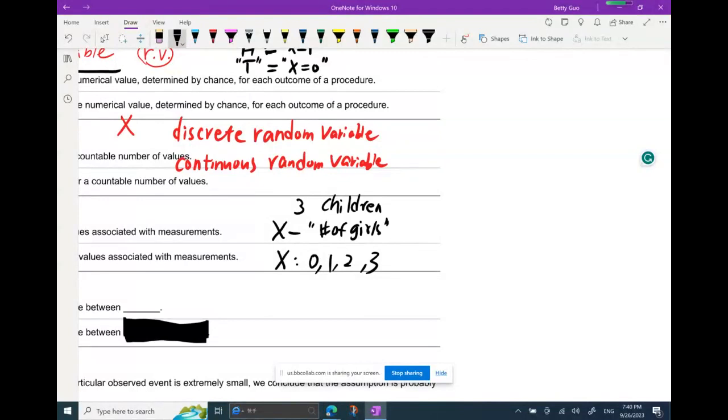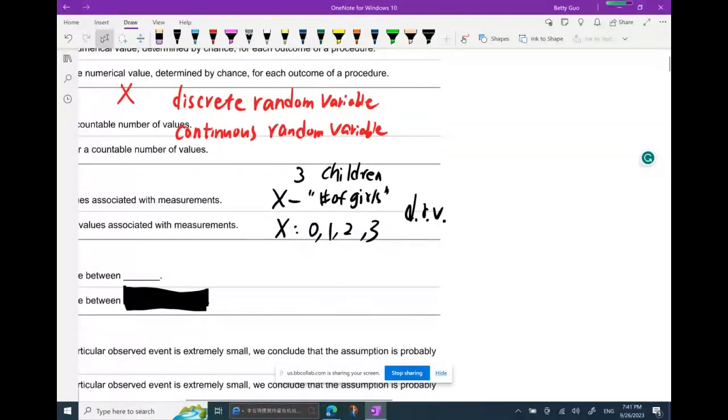Do you see that x assumes a finite number of values in this case, right? So x in this case is a discrete random variable. Does that sound good? Yeah, this case is discrete. DRV, discrete random variable. If the variable x assumes a finite number of values, then it is discrete.